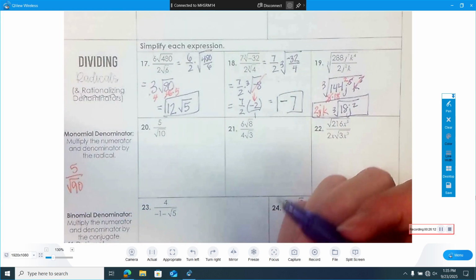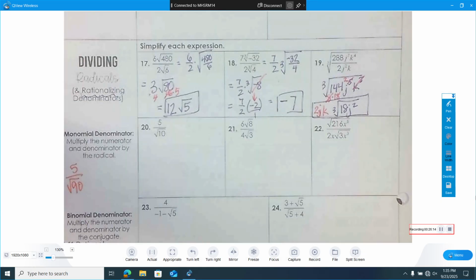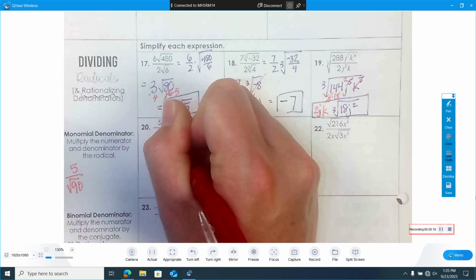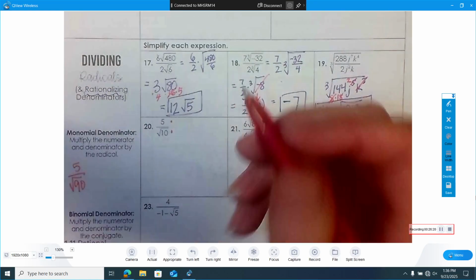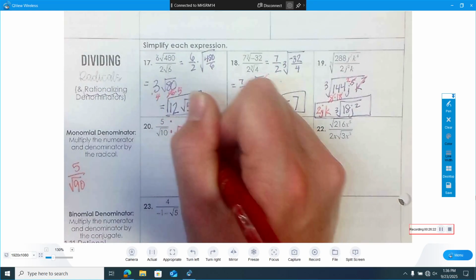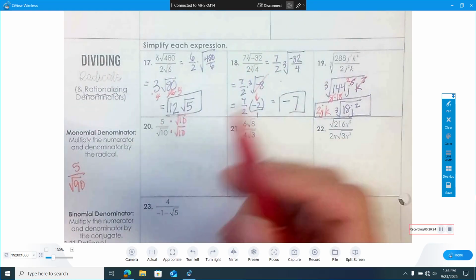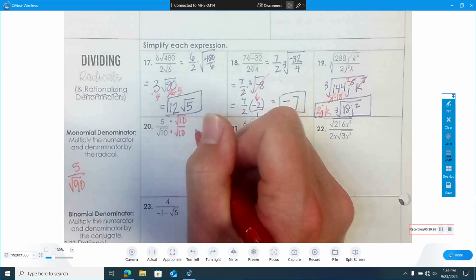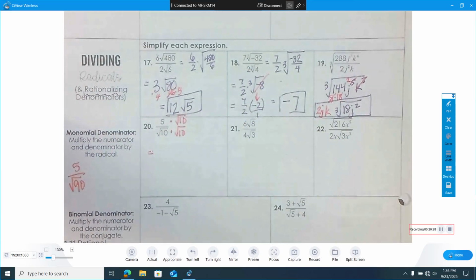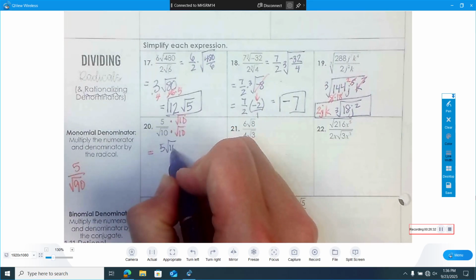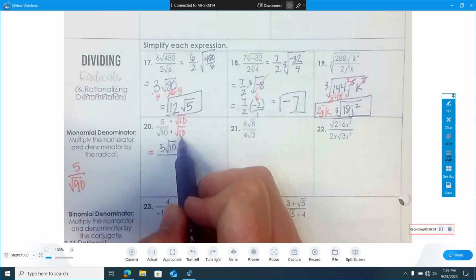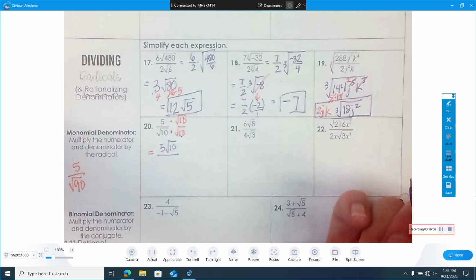Do you remember how to rationalize? You have to multiply top and bottom by something. By the square root of 10. Very good. I know, it's been a long time, right? We have to multiply top and bottom by radical 10. We're going to multiply straight across. That gives me 5 times radical 10. And then we have radical 10 times radical 10. What is that? Just 10.